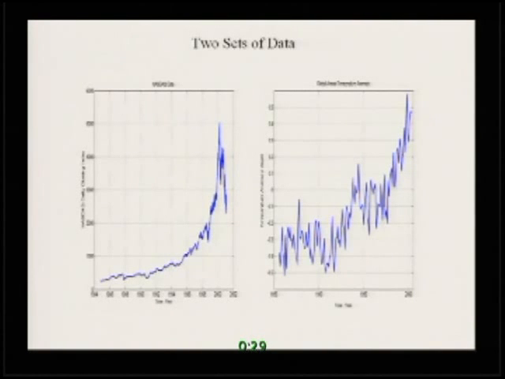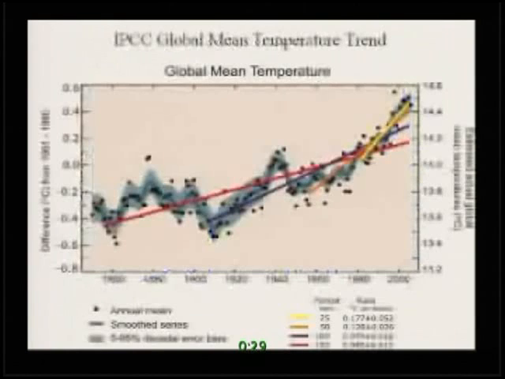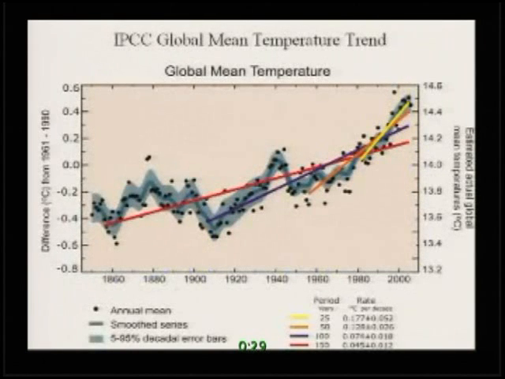On this particular data set, even though we think that we should not draw a straight line, that did not prevent people from drawing straight lines. The figure that I show here is Nobel Prize winning work. This is the Intergovernmental Panel on Climate Change, IPCC.